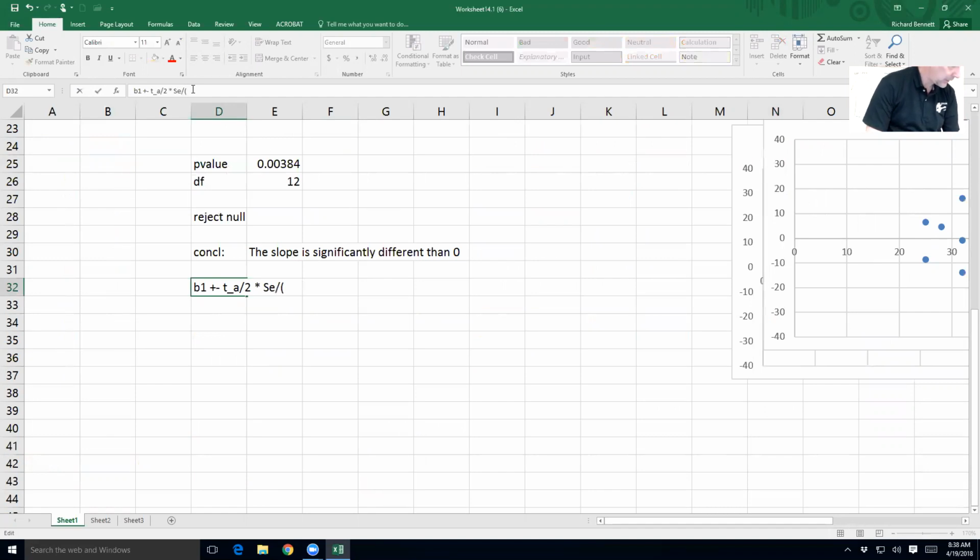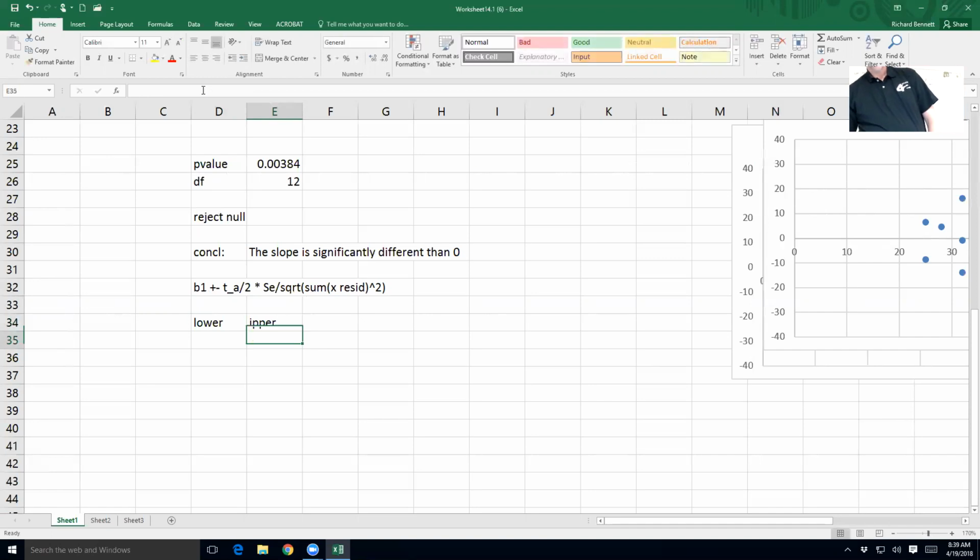divided by the sum, I'm going to call this, of the x residuals. You gotta take the square root of that. Put the square root of squared, yes, I need a square root in there too. Okay, does that make sense? Okay, so if we do a lower and we do an upper, we just need to figure out what my t sub alpha over 2 is.